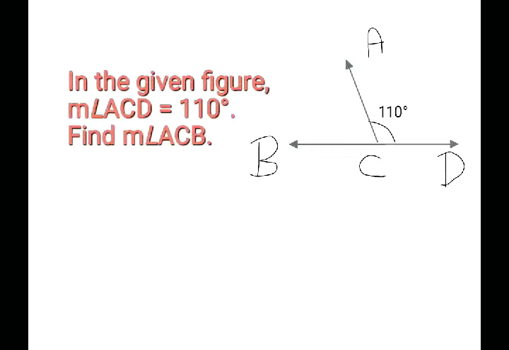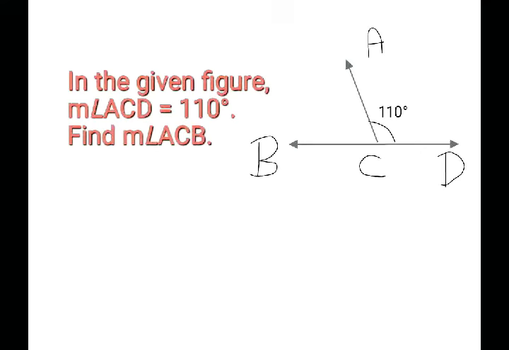Look at this figure. This is the figure of supplementary pair. Two angles are combined together in supplementary pair, that is measure angle ACB and measure angle ACD. Measure angle ACB which you are finding is an acute angle, and measure angle ACD which is given 110 degree is an obtuse angle.